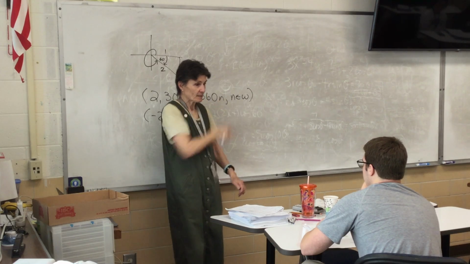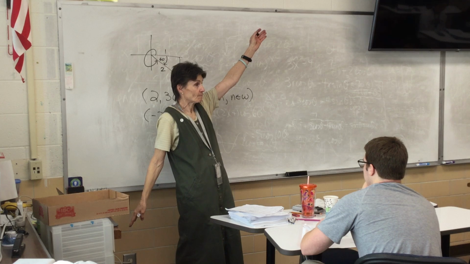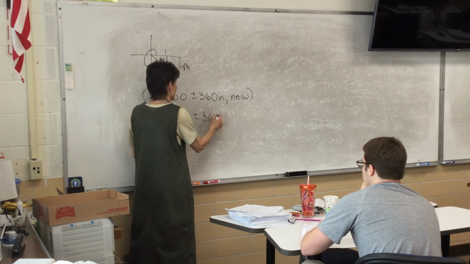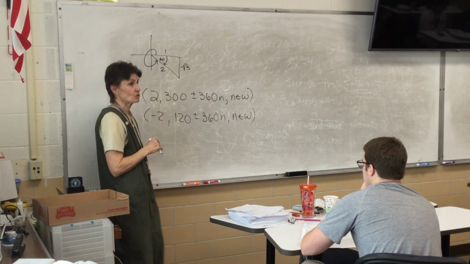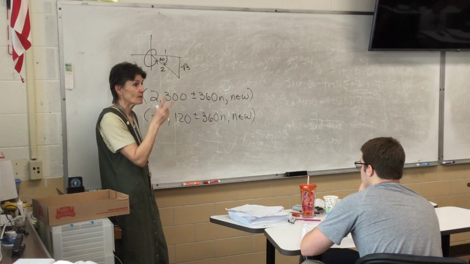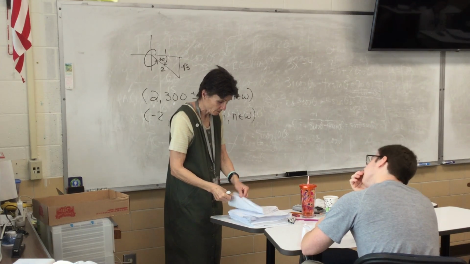So think of your circle. Think of this as 300, then the opposite angle would be here, which would be 120. And then all of its coterminals. So that's the answer to that question. Got it? r can be positive or negative, and then you have to consider all of the coterminal angles.